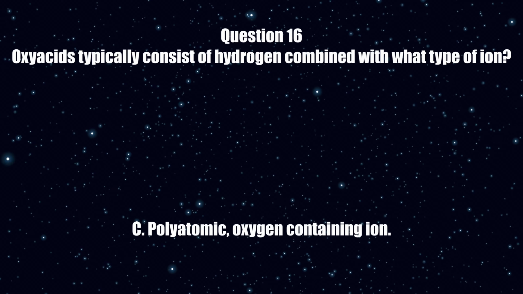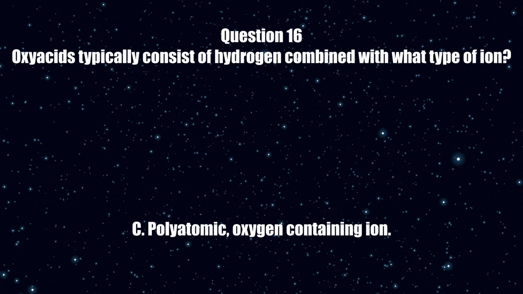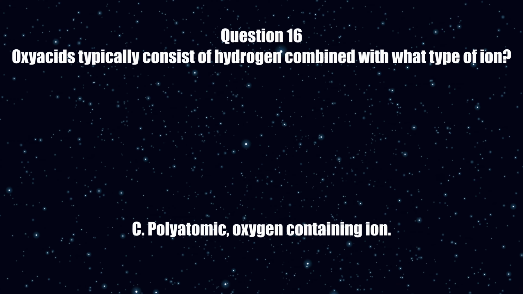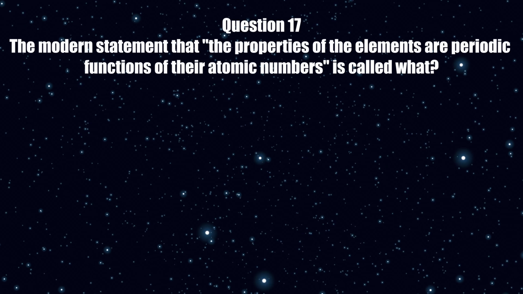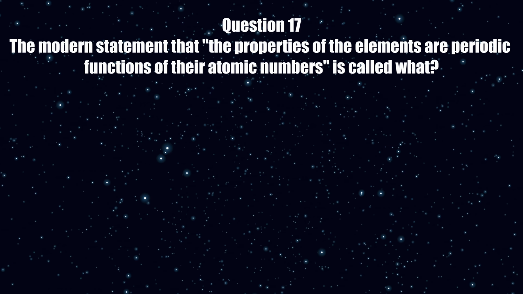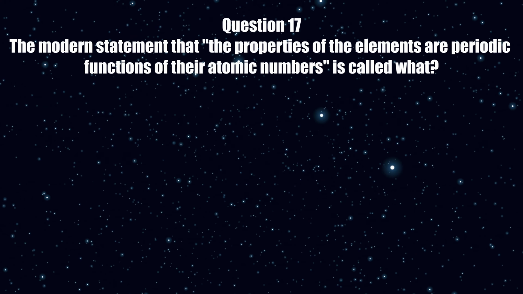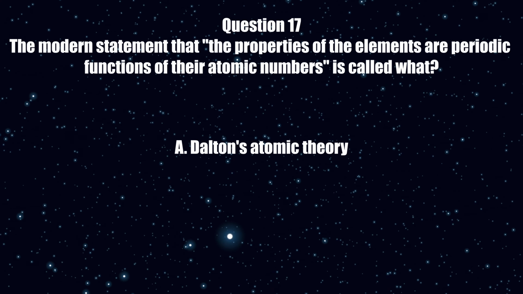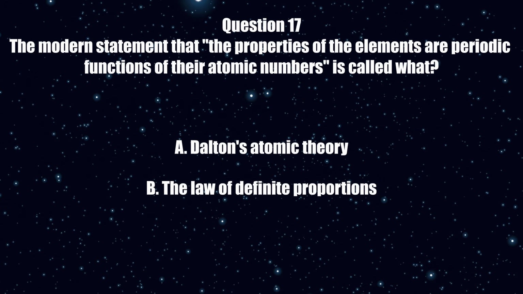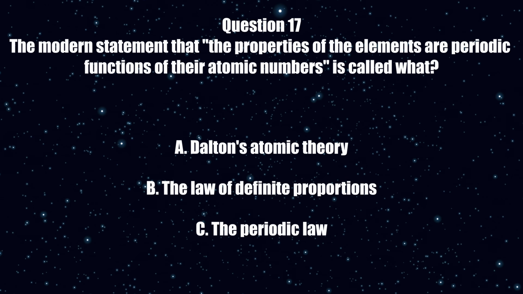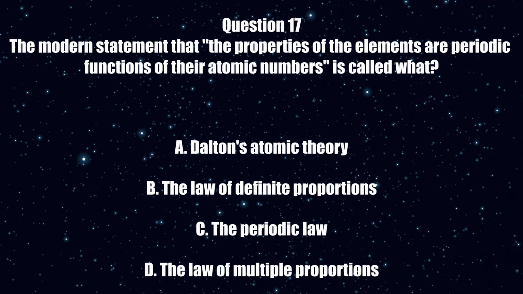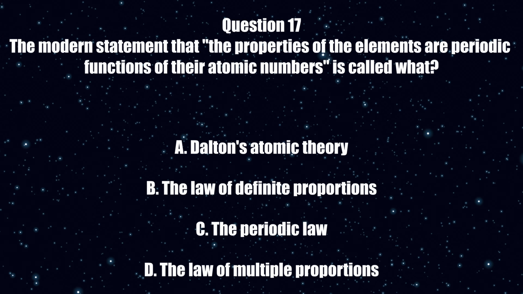The correct answer is C. Polyatomic, oxygen-containing ion. Question 17. The modern statement that the properties of the elements are periodic functions of their atomic numbers is called what? A. Dalton's atomic theory. B. The law of definite proportions. C. The periodic law. D. The law of multiple proportions.